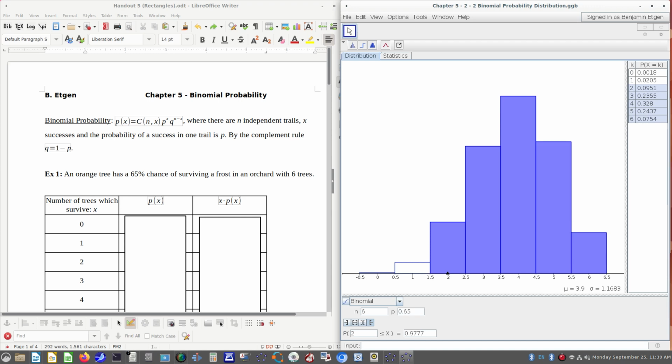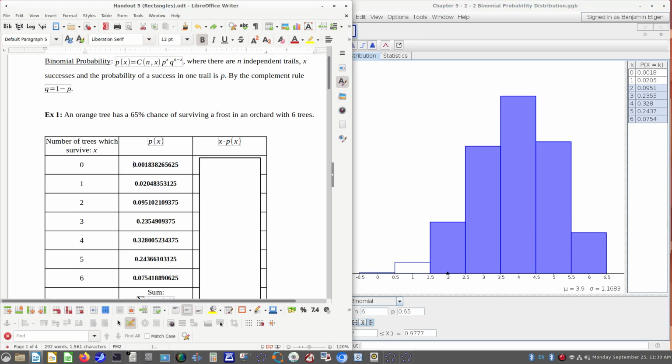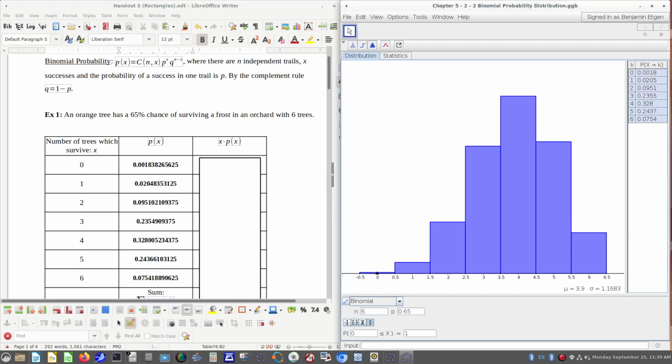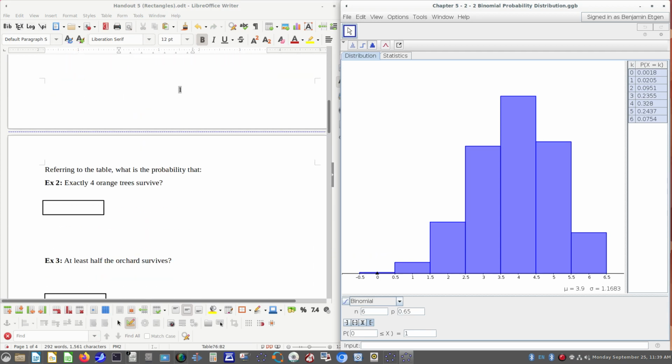And notice that that gives us our probability distribution. So we can copy and paste those values in to our answer. And in a little bit we're going to look at the expected values, but let's start by asking the questions about this set of 6 trees.